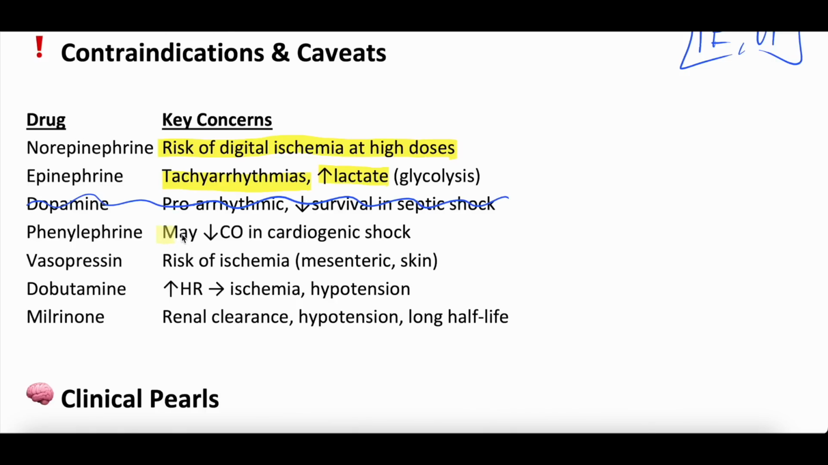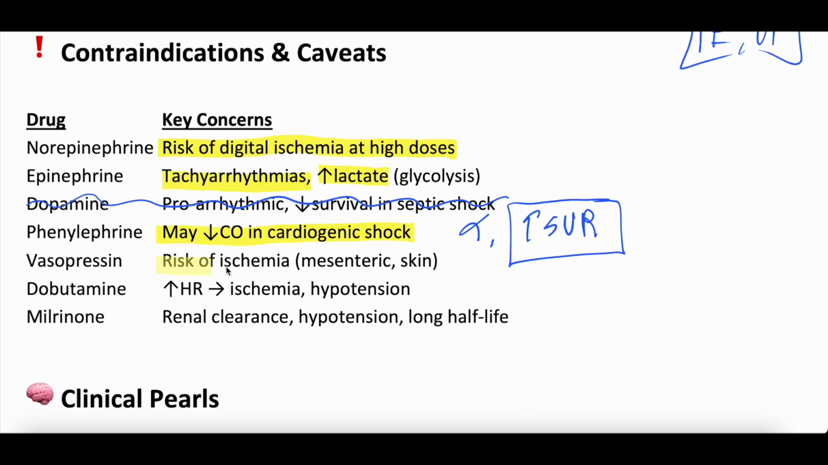Phenylephrine can decrease your cardiac output, especially in cardiogenic shock, because it's pure alpha-1, right? So it's a pure vasoconstrictor. It increases your systemic vascular resistance, your SVR, which is essentially your afterload that the heart is squeezing against. So if you have a weak heart and it's squeezing against a higher afterload, its output's going to be lower. So you don't want to use phenylephrine in patients with a bad heart. There are some valvular things where it can be helpful, but in general, weak hearts don't like phenylephrine.